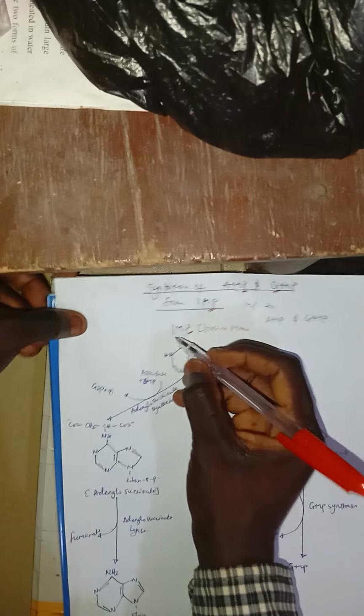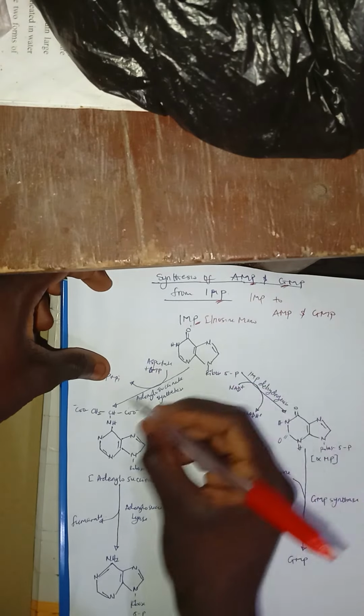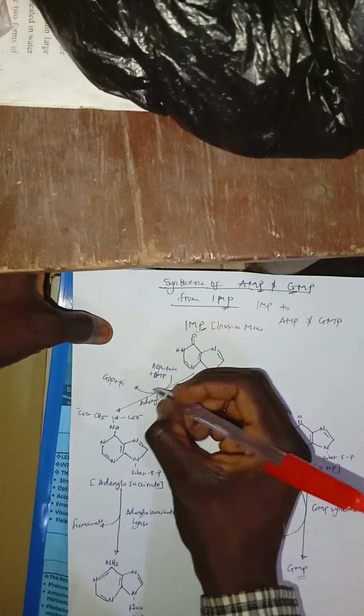So look at it now. Here's your IMP. This IMP will divide into two pathways. One is for the formation of AMP. Are you seeing it? This one here is for the formation of AMP, while this other one is for the formation of GMP. This one is for AMP synthesis, and this other one is for GMP synthesis.